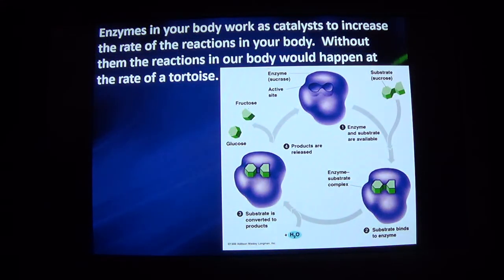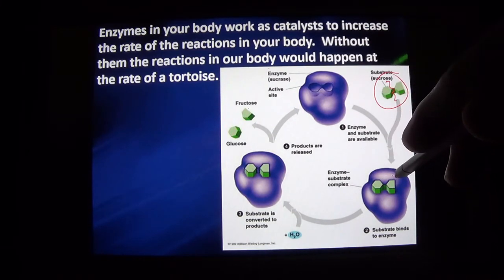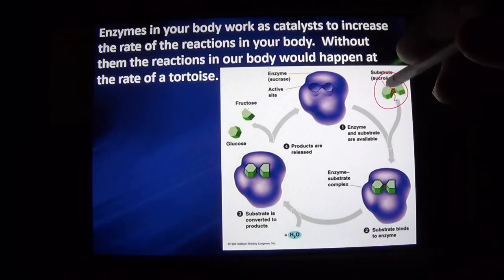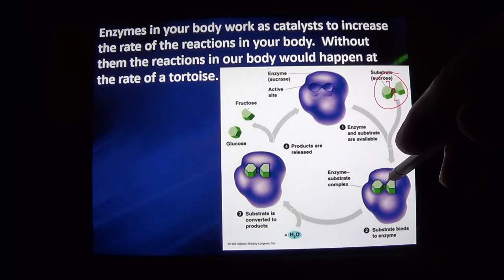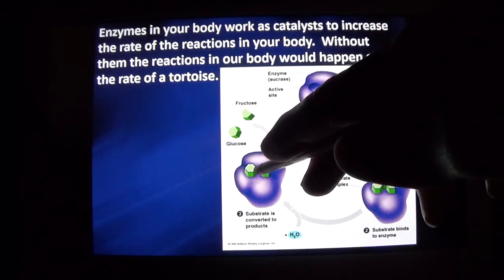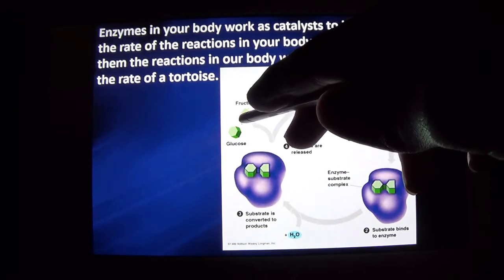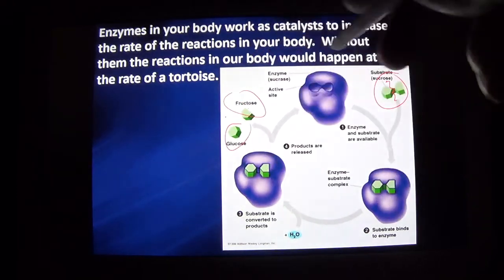You've got enzymes in your body, and they work as catalysts. So I eat some sucrose. Yum, yum, love my sucrose. And if I waited for that sucrose bond to break naturally in my body, I'd be waiting a long time. But we go into the body and we have an enzyme. And an enzyme will have a particular pocket that it fits into, and the enzyme will break the bond and then reject the fructose and glucose.